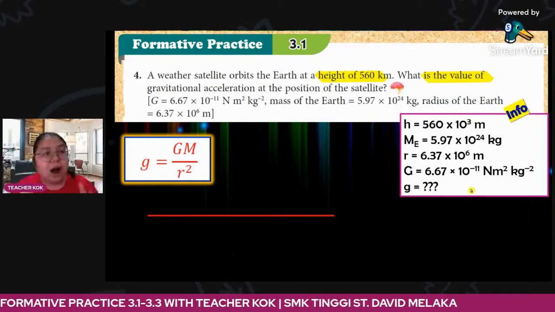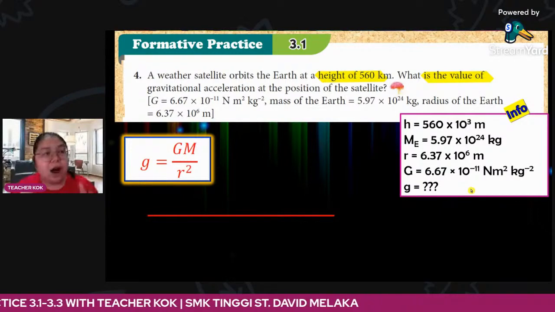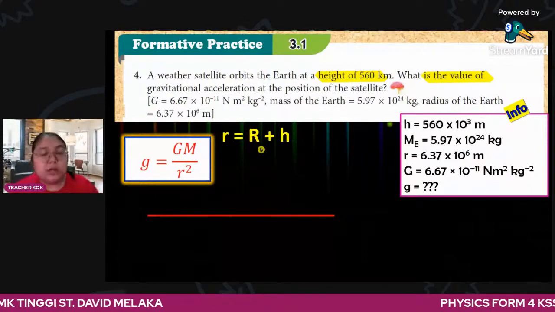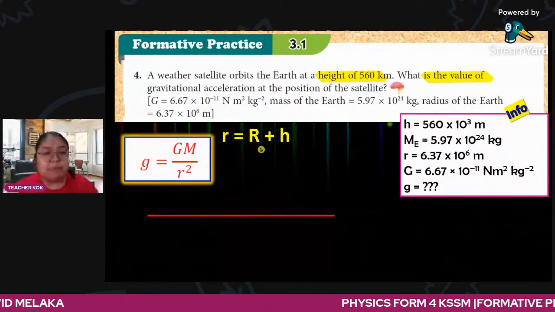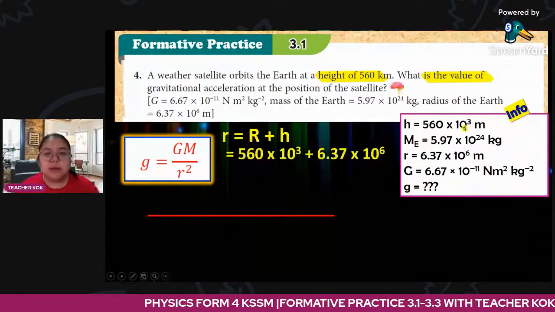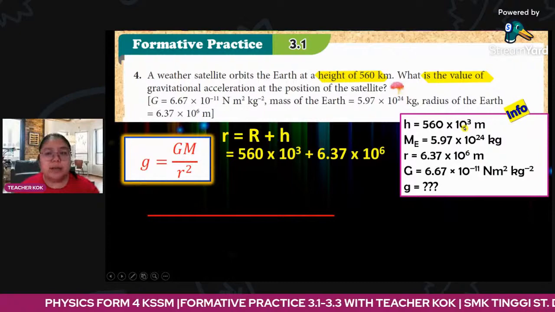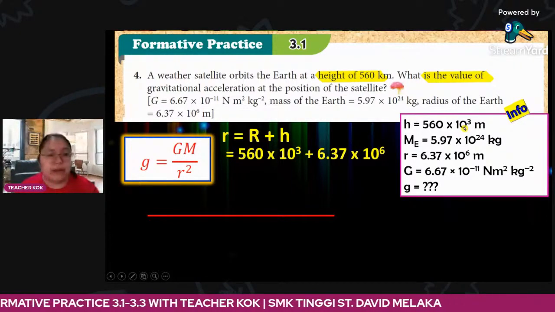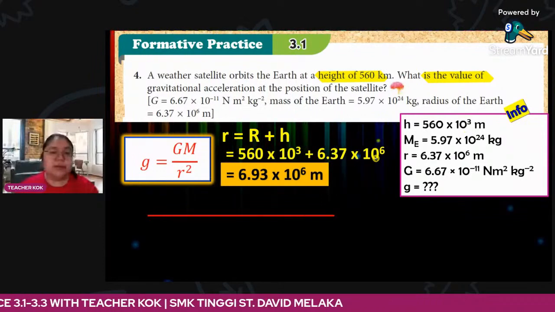Now we show it. R is equal to capital R, that's the radius of the Earth, plus H. So this is the extra step. We just put in 560, the height, times 10 to the power of 3, plus the radius of the Earth. So I get the first answer: 6.93 times 10 to the power of 6. This one is the overall R.